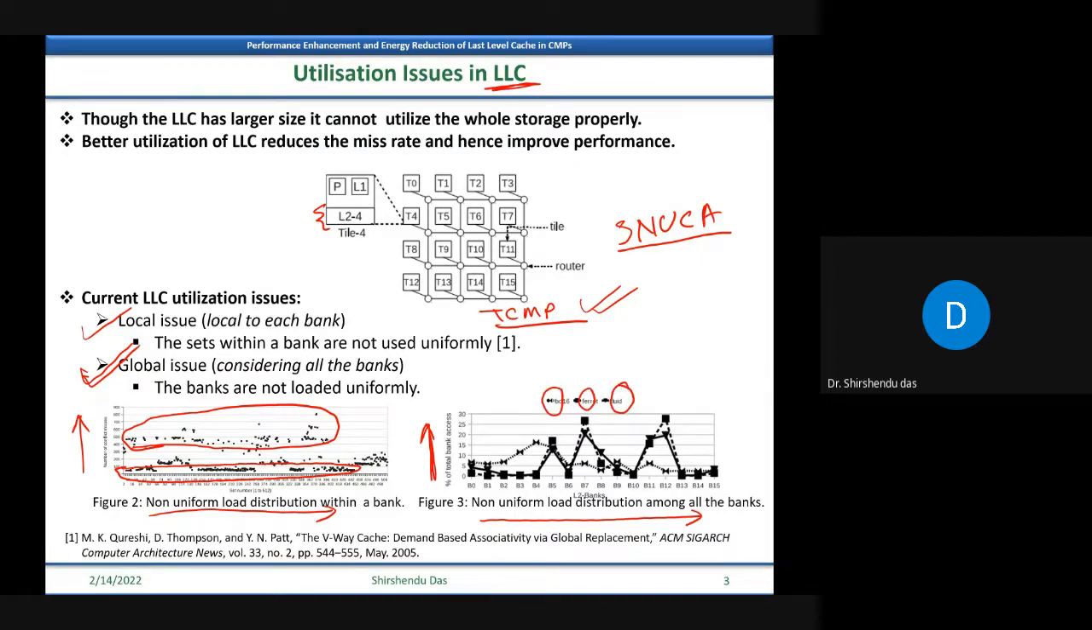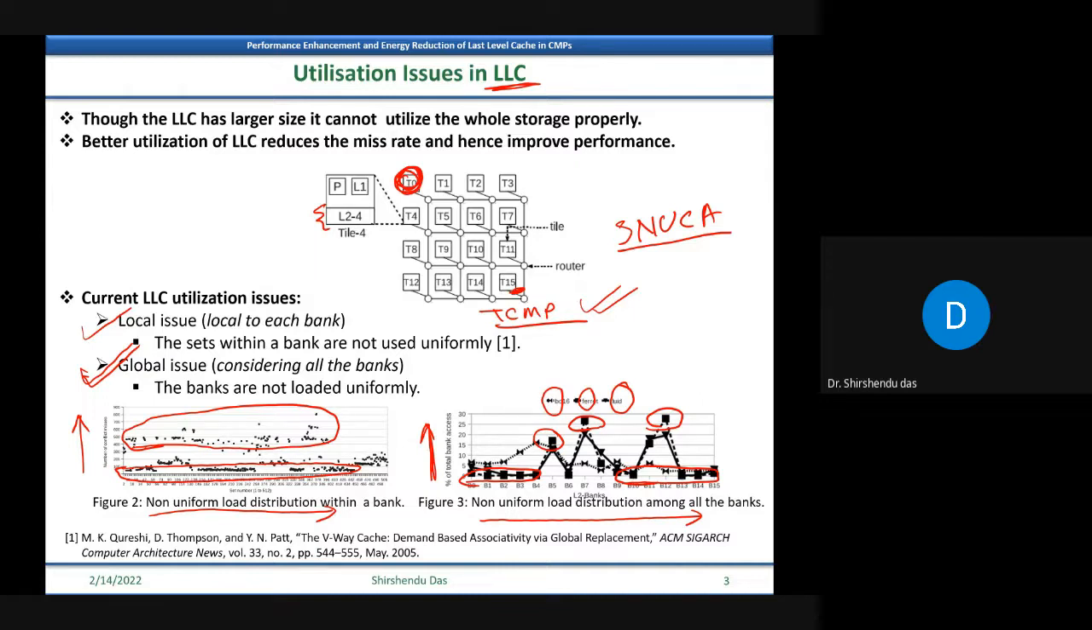You can see that there are some banks that are heavily accessed, so the load on these banks is more. But you can also see there are some banks that are almost idle. So when multiple banks are executing, some banks are heavily loaded and some are not. Assume this bank is heavily loaded and this bank is almost idle. Again, you are not utilizing the cache space properly.